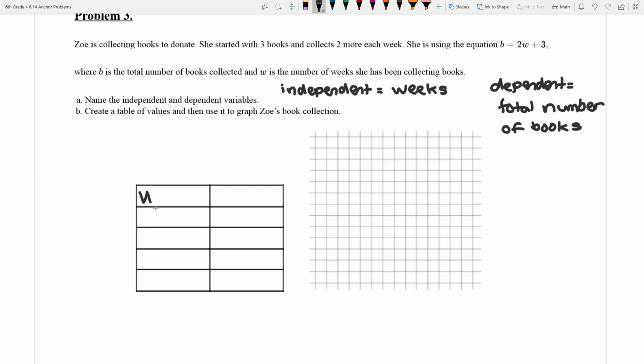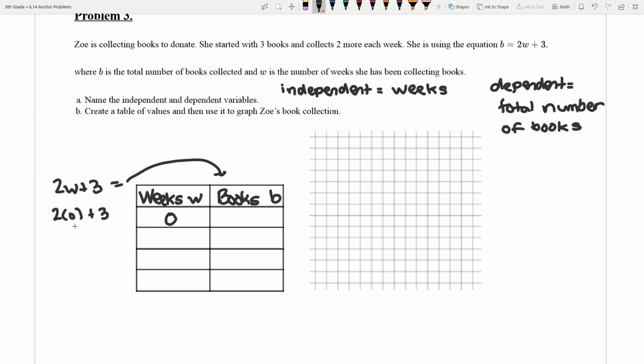We're going to put weeks, which is our W, first, our independent variable. Then we're going to put total books second, our dependent variable, sorry. Independent variable, weeks, dependent variable, books. Well, I like to start with 0. In 0 weeks, if we take a look at 2 times 0 plus 3, again, using that idea of 2W plus 3 is going to equal the number of books.